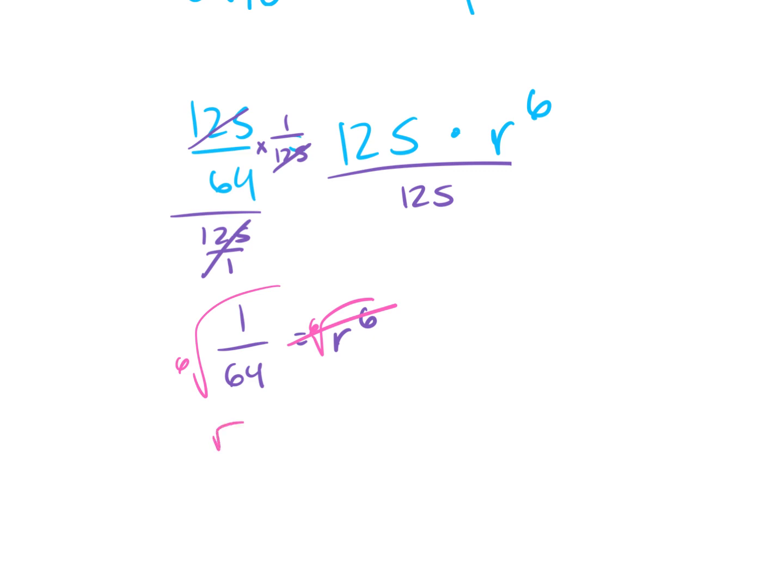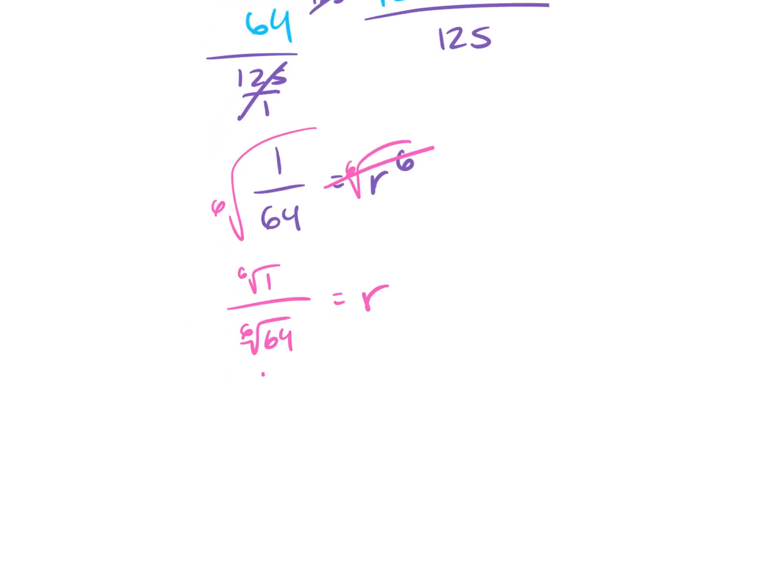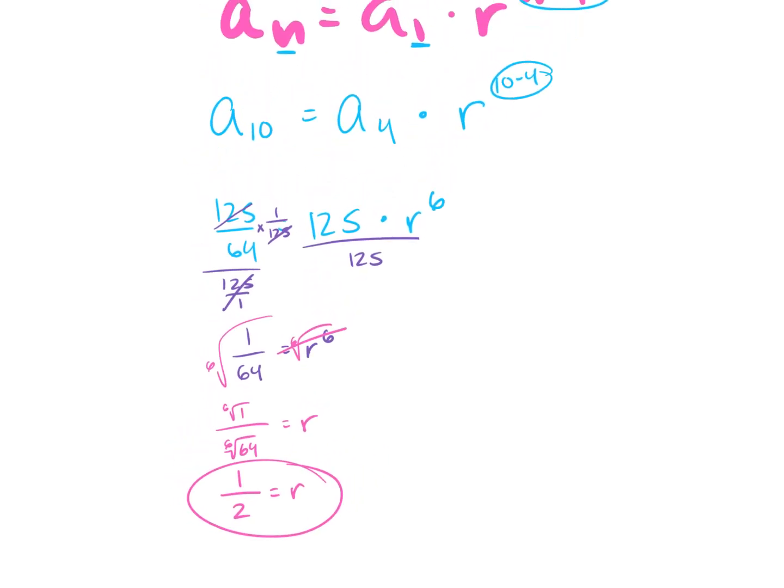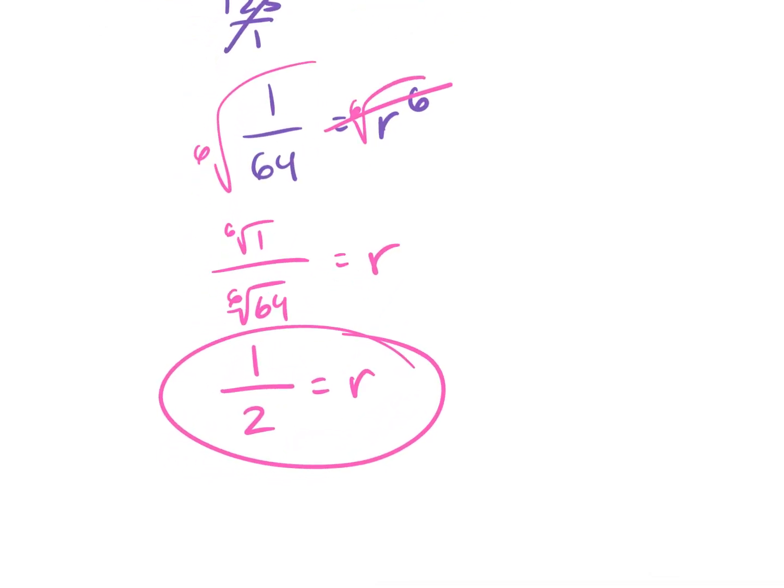We can split this up and find the 6th root of 1 and the 6th root of 64. What's the 6th root of 1? 1. What's the 6th root of 64? 2. Awesome. So our ratio is 1/2. Yeah, you could split it up to help you find the 6th root of each, because if it's a fraction, you can just take the 6th root of the numerator and the 6th root of the denominator. From here, though, can't you keep dividing by 2 from the a sub 4? You can, but we're going to do it algebraically and find the formula.